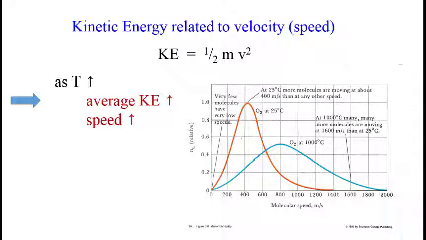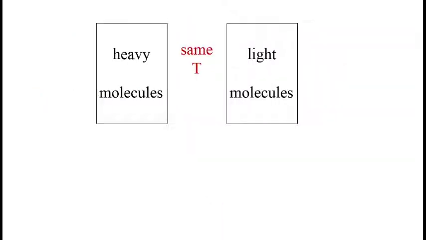But notice what happens when the temperature is increased to 1000 degrees C, as shown by the blue curve. There is a broader distribution of speeds and thus kinetic energies. Also, the maximum of the curve is shifted to higher speeds. The take-home message is that as temperature increases, the speed and kinetic energy of the gas increases. But there is one more point to make.